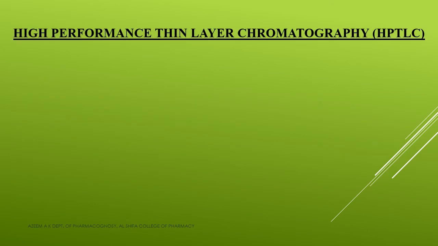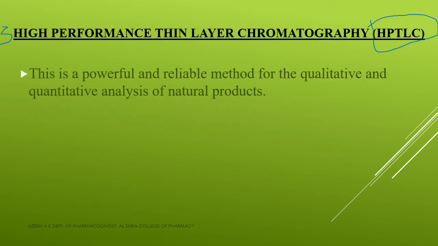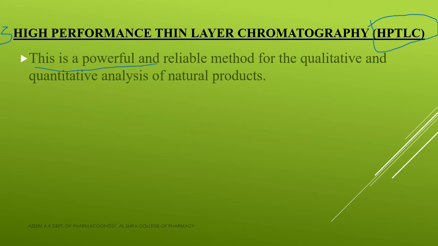Clear? So now we can see the next type of chromatographic technique, that is the third type of chromatography, high performance thin layer chromatography. It can also be abbreviated as HPTLC. So this is a powerful as well as a reliable method for the qualitative as well as quantitative analysis of natural products.